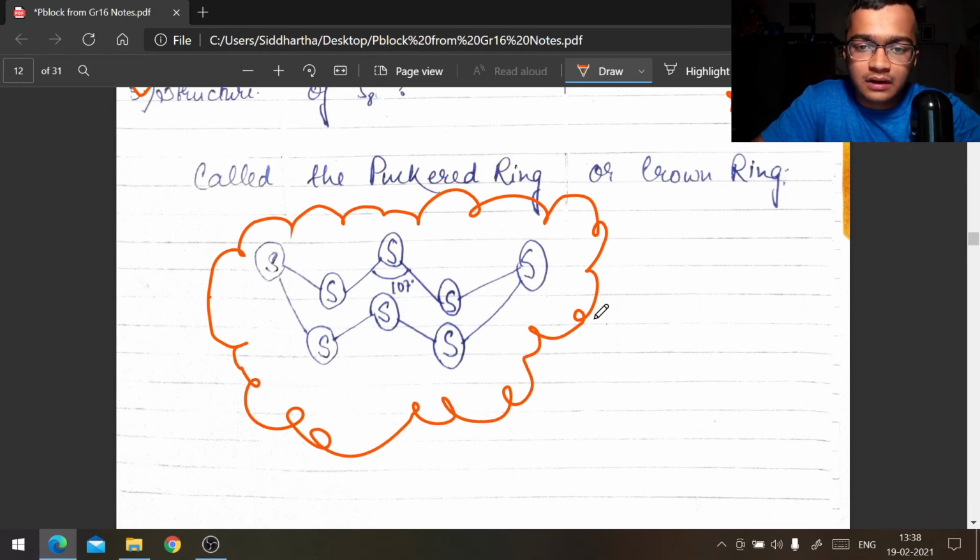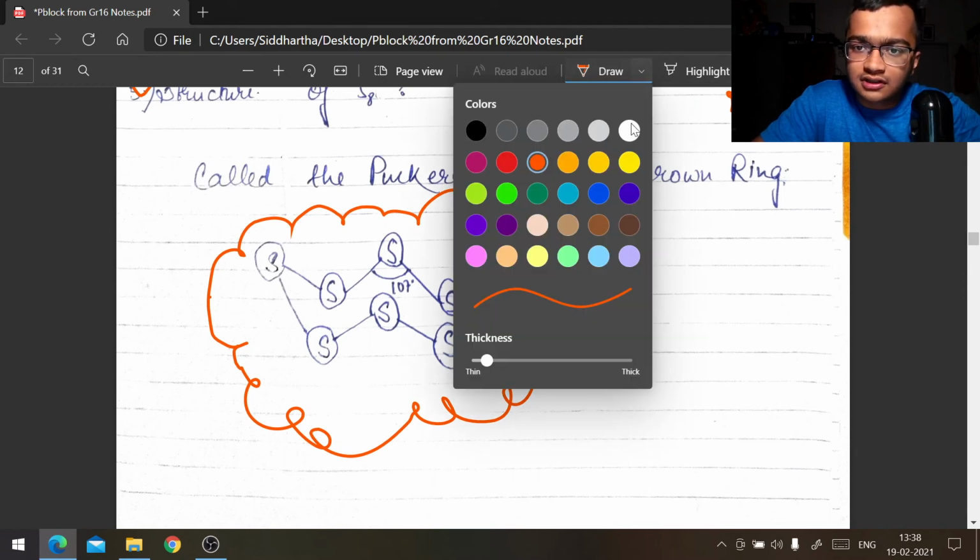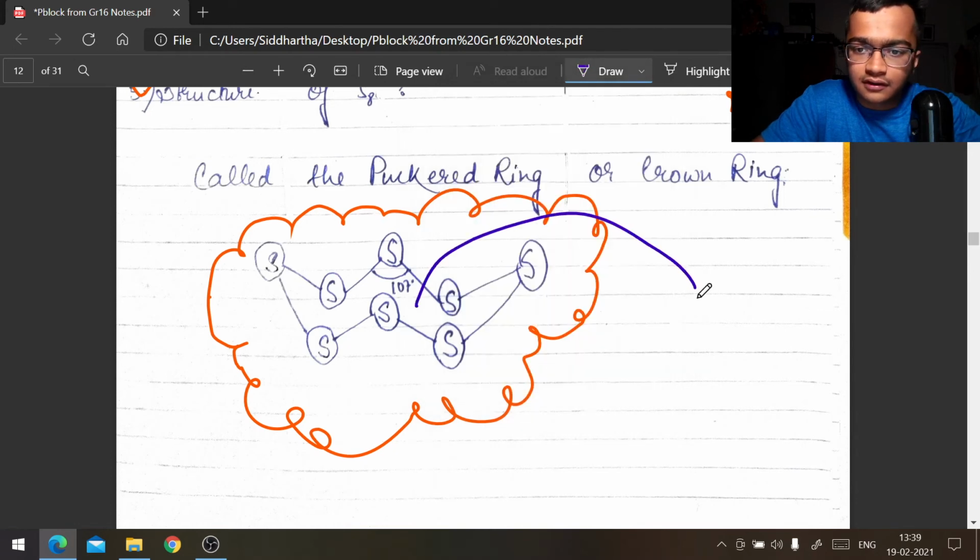Okay, this is the Packard ring like structure or the crown ring like structure. You have to memorize this, question may come. Here you have to remember that this bond angle is 107 degrees.